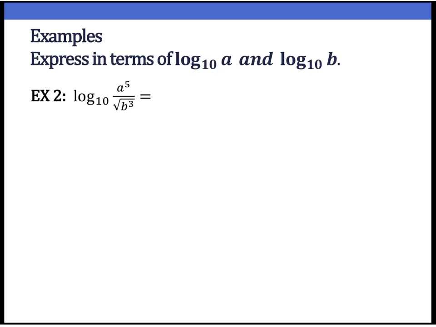Okay, we're going to separate this one again, and what I can see is that I'm dividing, and the rule of exponents is if you divide, you subtract. And so that's what we're going to start with, is we're going to separate this into a subtraction. So log base 10 a to the 5th, and we're going to deal with the powers last. Don't do the powers quite yet.